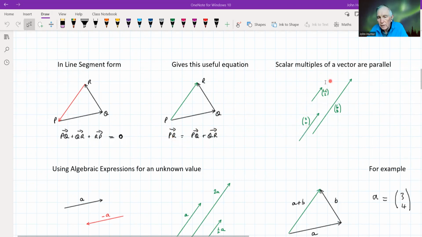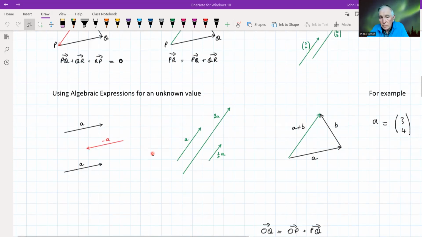Scalar multiples of a vector are parallel. So this vector is twice as long in the same direction as this one, and it has twice the value. This one has half the value. That's the other consequence, and that comes into virtually every problem.